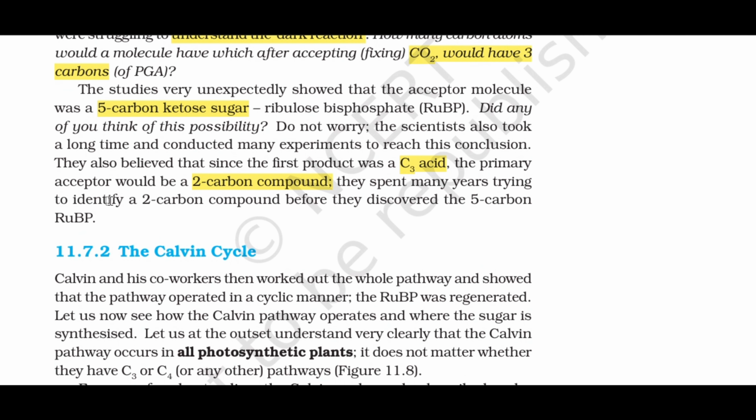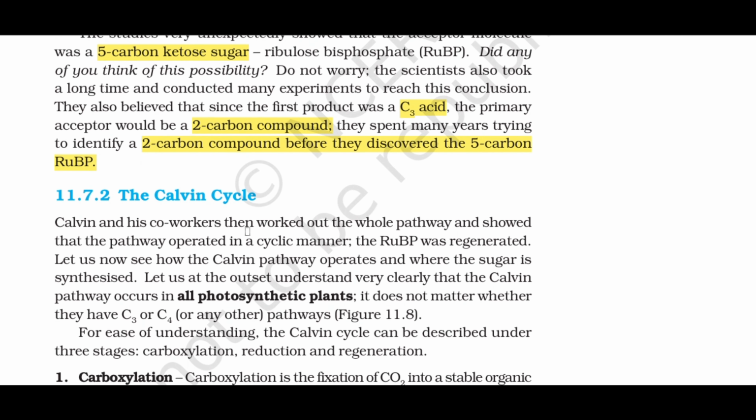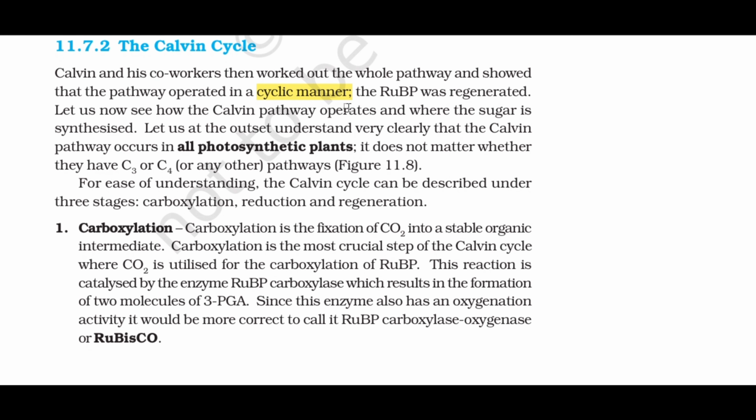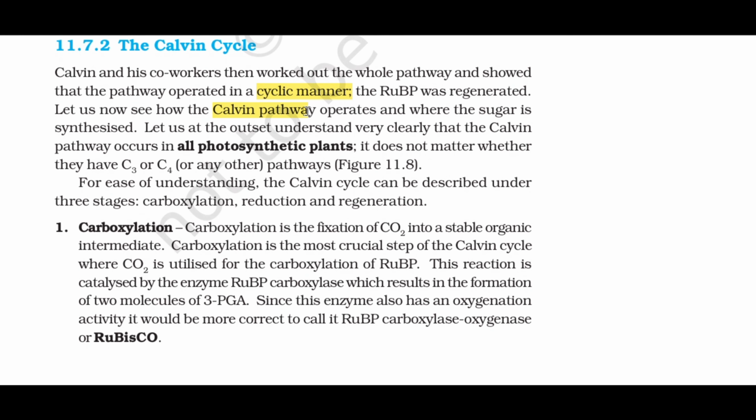The Calvin cycle. Calvin and his co-workers then worked out the whole pathway and showed that the pathway operated in a cyclic manner. The RuBP was regenerated. Let us now see how the Calvin pathway operates and where the sugar is synthesized. Let us at the outset understand very clearly that the Calvin pathway occurs in all photosynthetic plants.